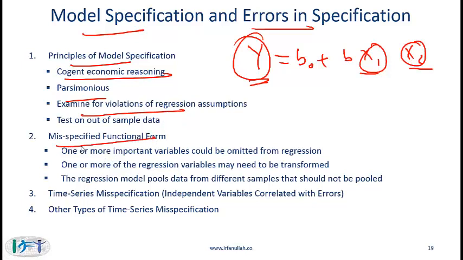Misspecified functional form. So what are the different ways in which a model can be misspecified? One or more important variables might be omitted. So that's one issue. One or more of the regression variables might need to be transformed, but you might not have transformed them. That's another issue. The regression model pools data from different samples that should not be pooled. So these are three possible issues. Time series related misspecification we'll see in the next reading, but I'd say that you try to remember these points.